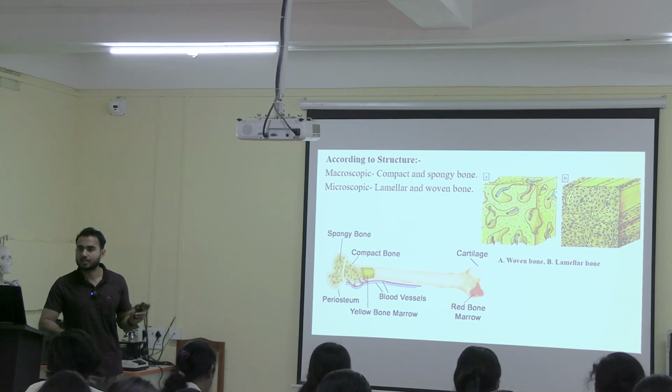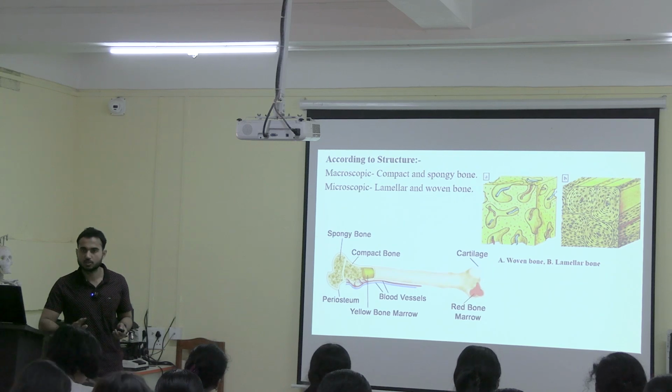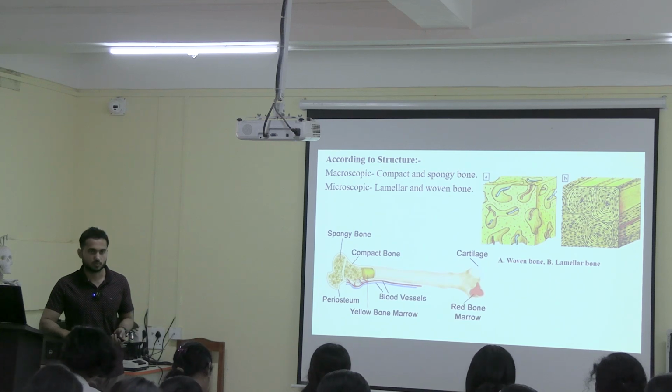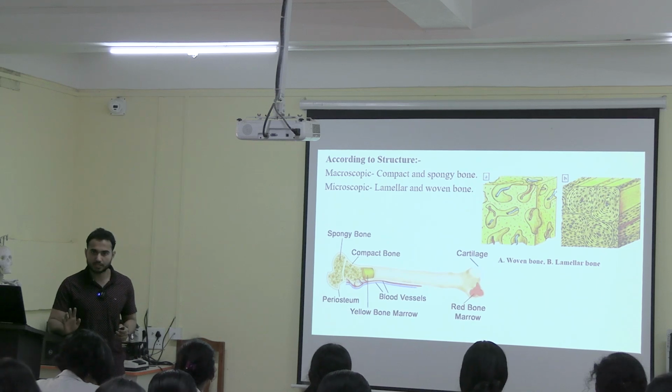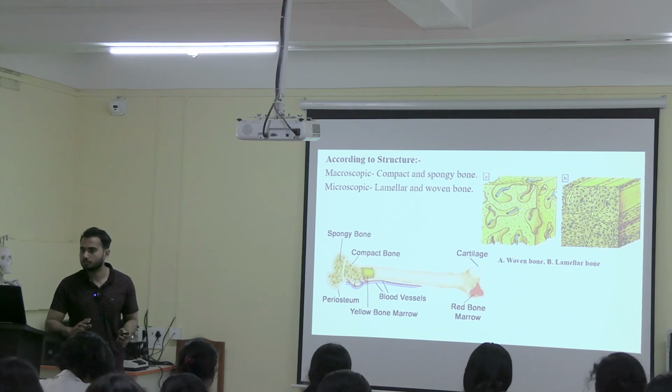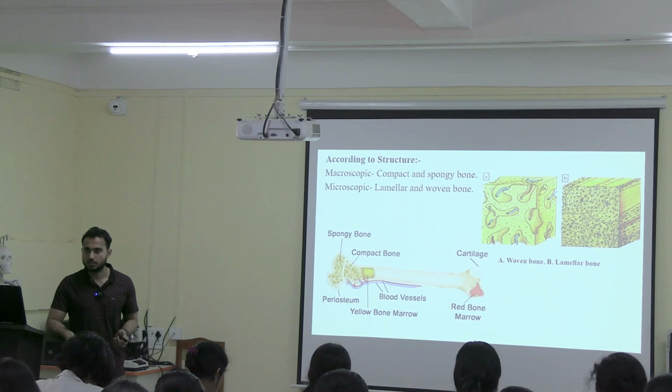So first we will see the macroscopic structure. Macroscopic means we can see it directly. We don't need a microscope. So here we will take the example of long bone. I am not saying that other bones we can't take, but we'll be taking the example of long bone because it is easy to understand.